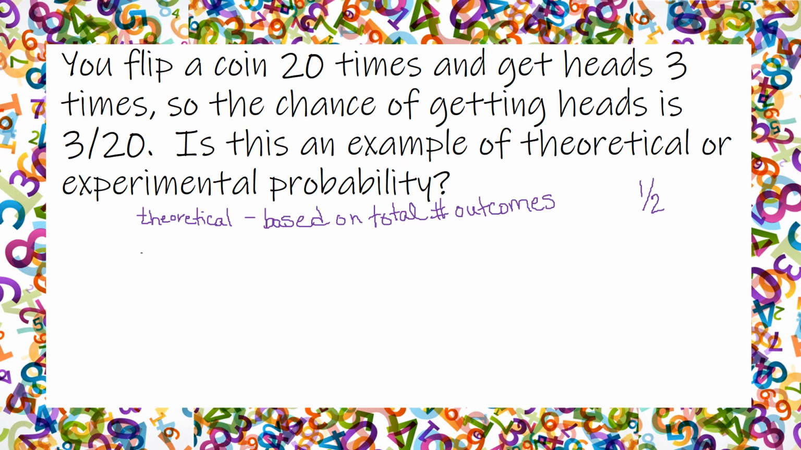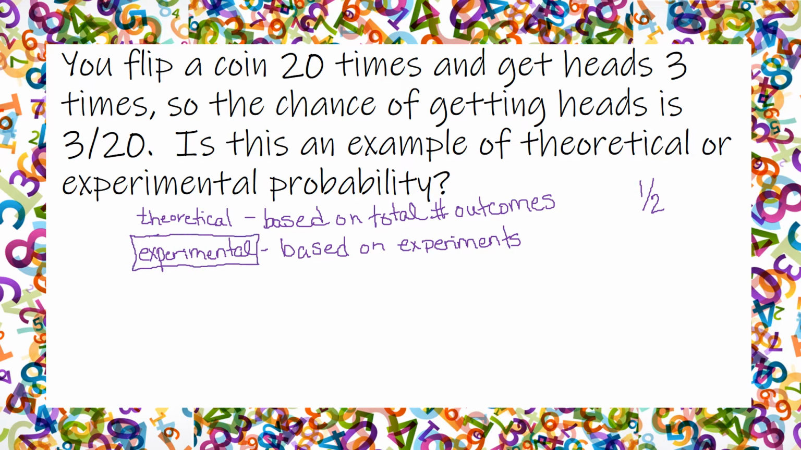Okay, but if you are looking at experimental probability, that's based on real life, based on what actually happens, or based on experiments. Remember, experimental, based on experiments or real life. So if you flip a coin and you get heads 3 out of 20 times, that's not theoretical because it is what actually happened. So this would be experimental probability.